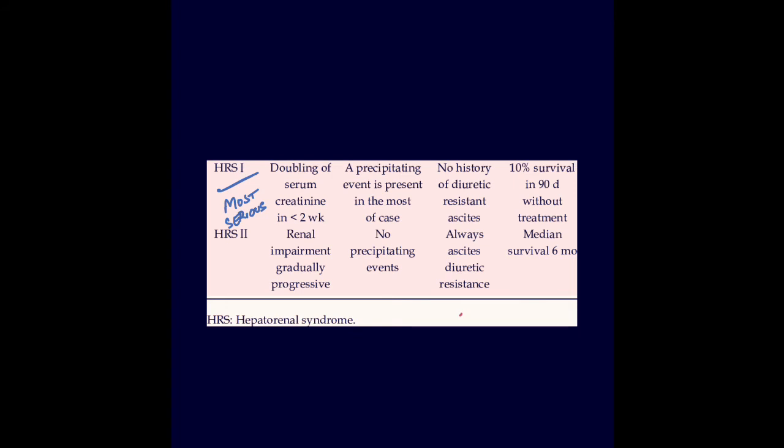So basically in HRS1 we see doubling of serum creatinine in less than 2 weeks. It progresses very fast, whereas in HRS2 renal impairment is gradually progressive over 1 to 2 months. Okay, so renal functions worsen over 1 to 2 months in HRS type 2. Secondly, in HRS type 1 there is always a precipitating event present, and most commonly it is spontaneous bacterial peritonitis, SBP. However, in HRS2 there are no precipitating events. In HRS1 there is no history of any diuretic resistant ascites.